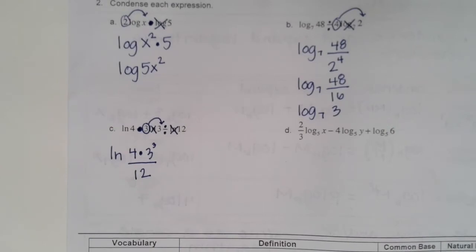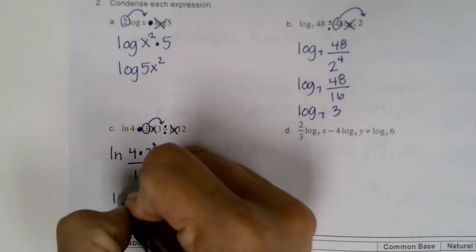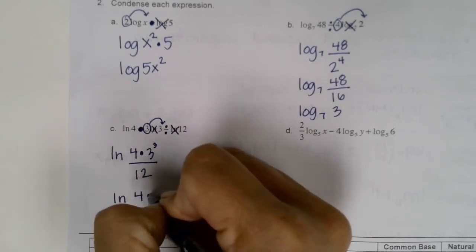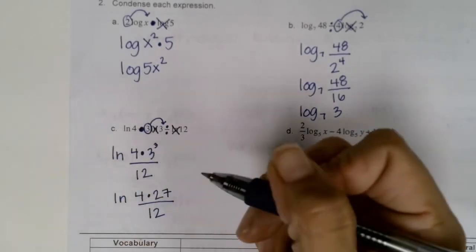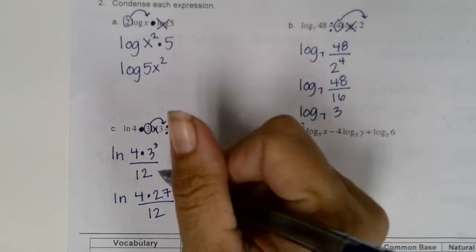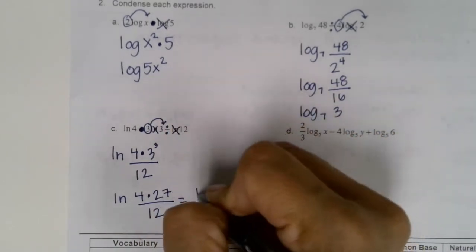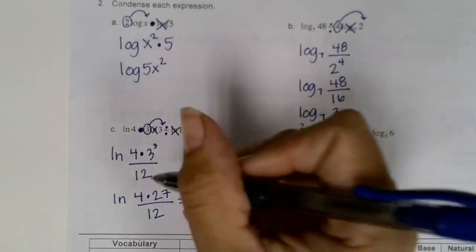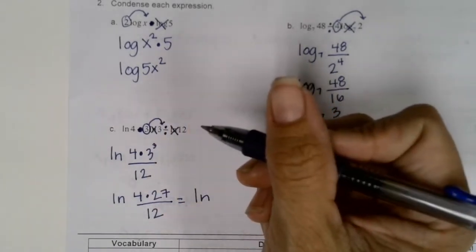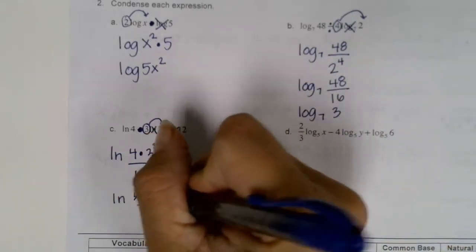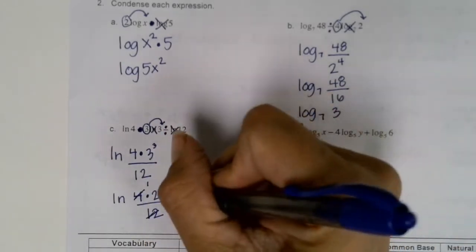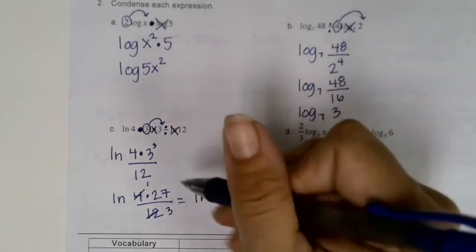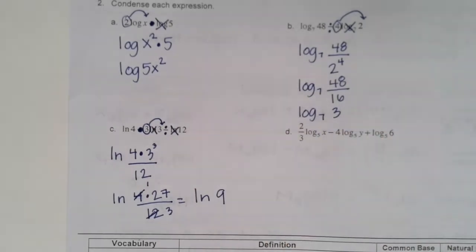Okay? So that's going to look like this, natural log of 4 times 27 over 12, because we do exponents first. And then when I do that, that's going to equal the natural log of, well, we can either use a calculator, or 4 goes into 12 3 times, and then 27 divided by 3 is 9. So it's the natural log of 9.